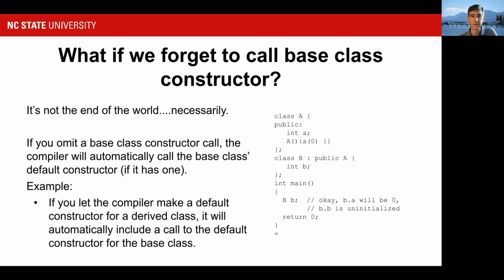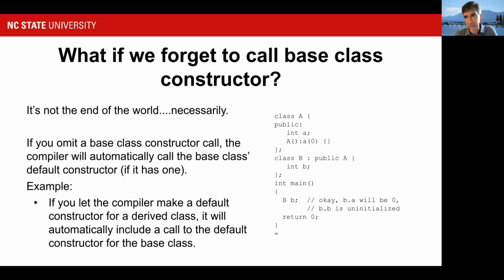Okay. One other point worth making: we've talked about member initializer lists, but do you really have to use them? What if we forget to call the base class constructor? Well, it's not really the end of the world. If you omit a base class constructor call, the good news is the compiler will automatically call the base class's default constructor for you if it has one.